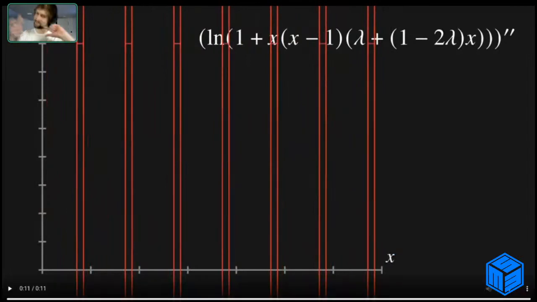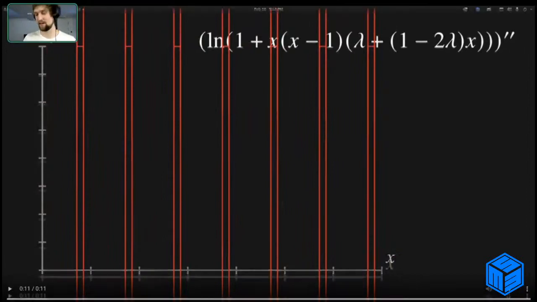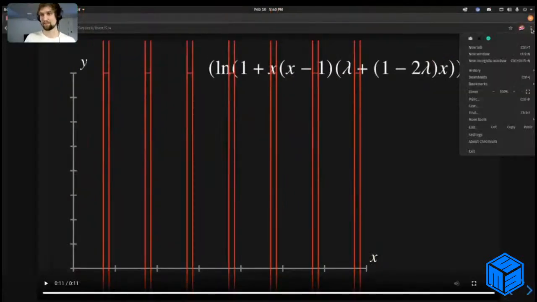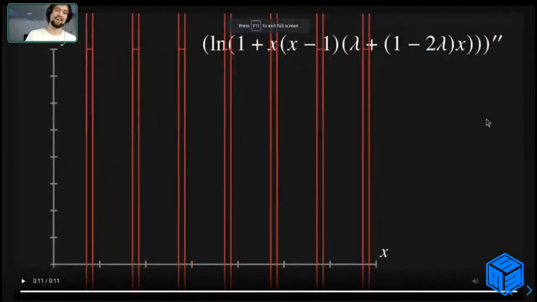I have this funky system with divided differences, computing the second derivative, and also the logarithmic function is not very happy with negative values for arguments. So we just deal with it. This is what Manim gave me, and I'm happy with it.